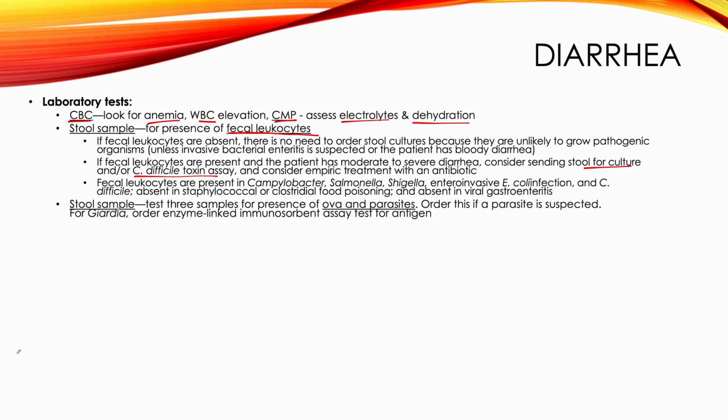Also for stool samples, you look for things like ova and parasites, O&P. And then if you're really suspecting Giardia, you can also get the antigen for Giardia.